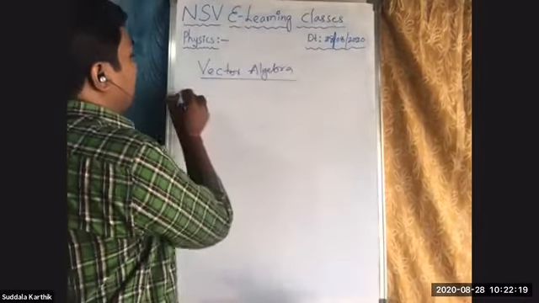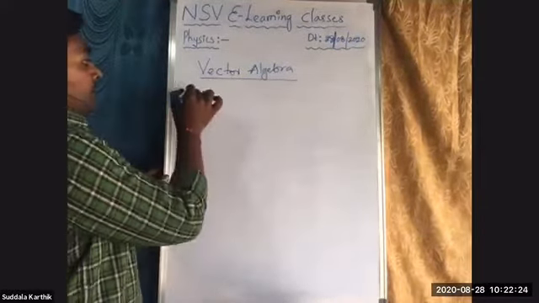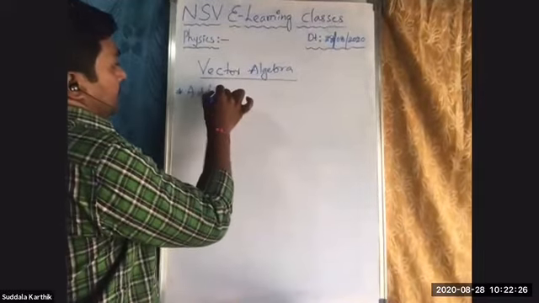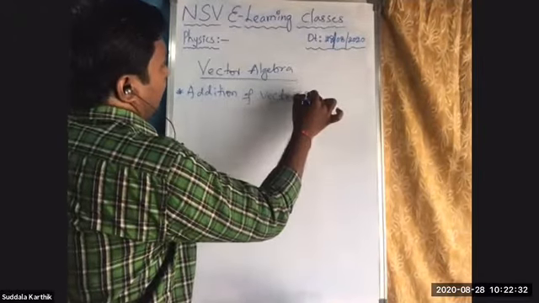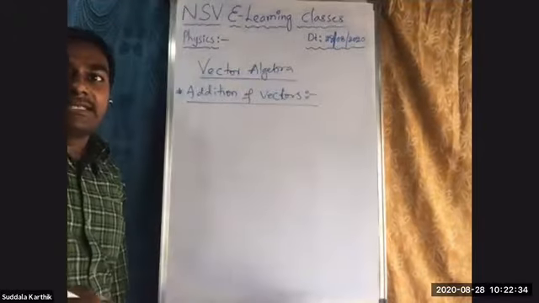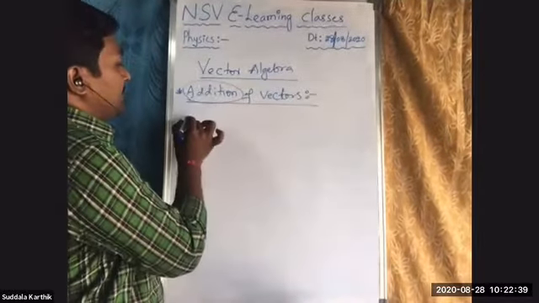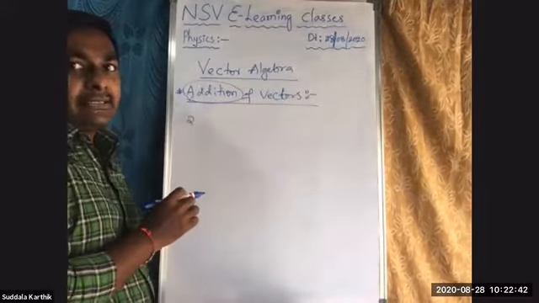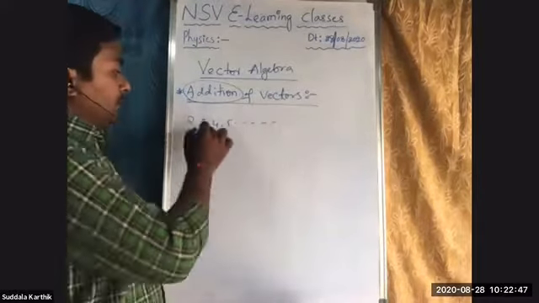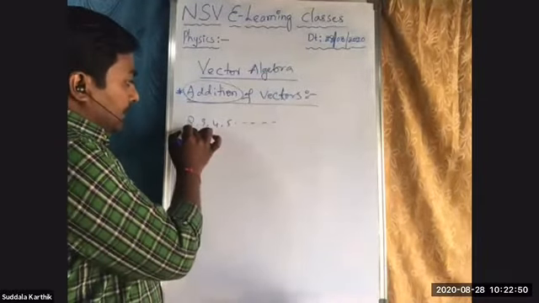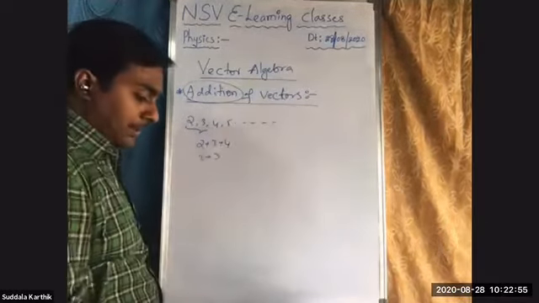Under this vector algebra, I am going to discuss the addition of vectors. Addition of vectors is nothing but simple, general addition. Suppose two numbers, scalars, are there, like 2, 3, 4, 5. If you want to add any two or three numbers, you can write 2 plus 3 plus 4, or 2 plus 3. You can do that.